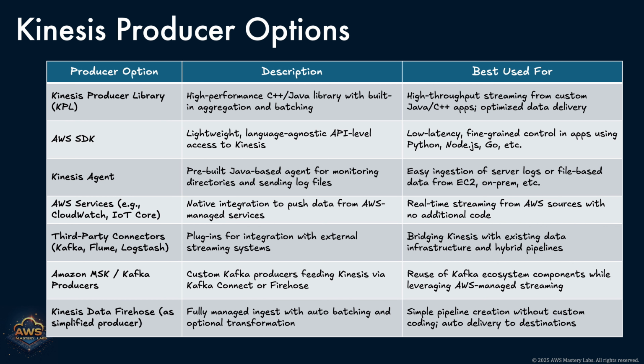For organizations with existing streaming infrastructure, third-party connectors like Apache Kafka, Apache Flume, or Logstash can route data into Kinesis, providing seamless integration into hybrid or multi-platform environments. And finally, Data Firehose can act as a simplified producer for Kinesis data streams or other destinations. It automatically batches and delivers data, supports transformation with Lambda, and requires zero administration.